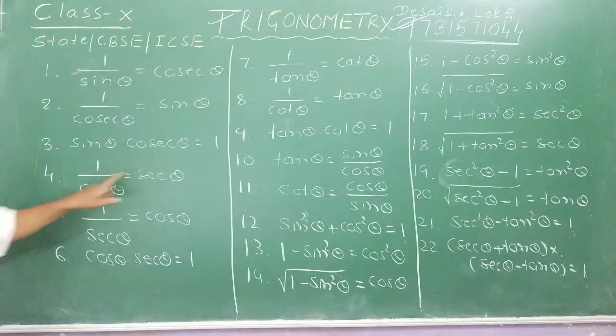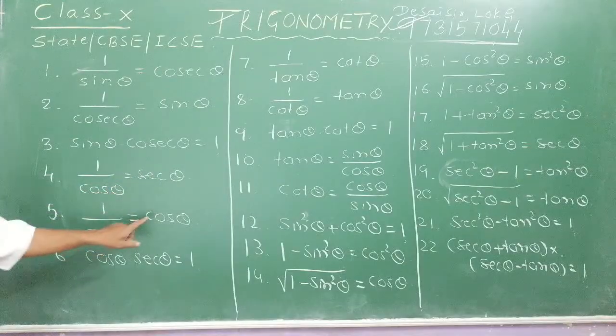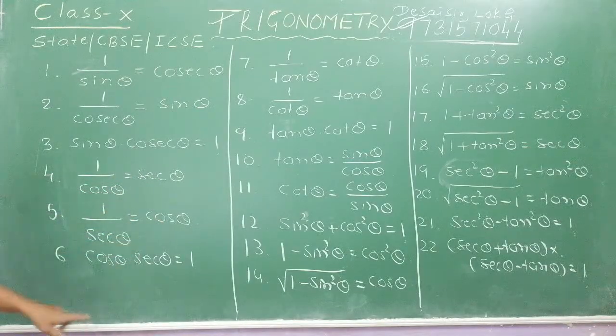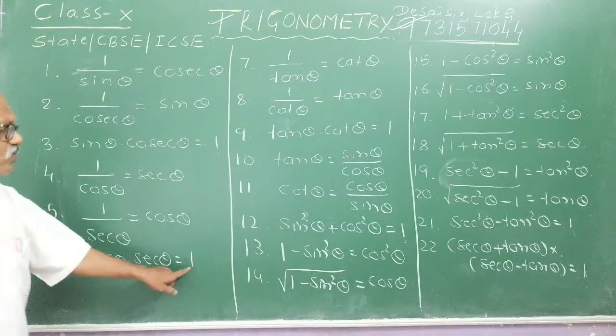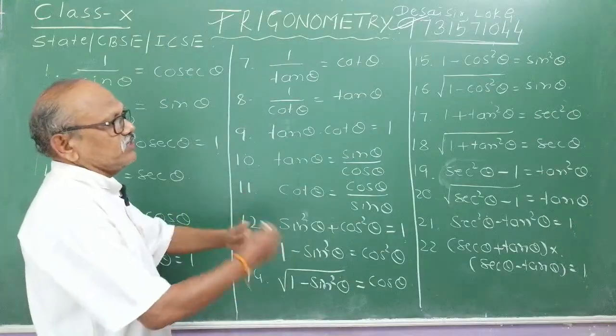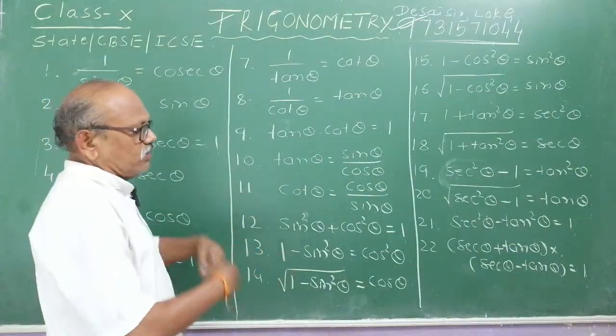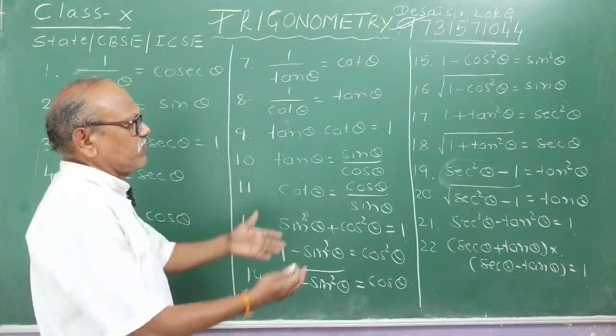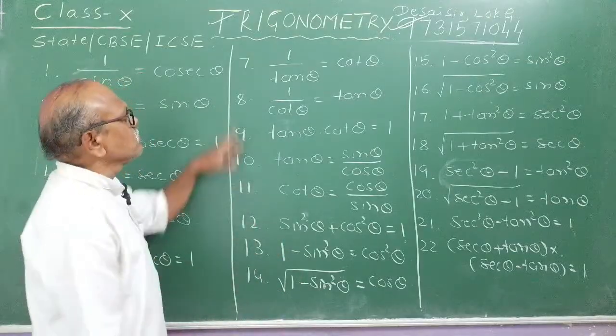1 upon cos theta is sec theta. 1 upon sec theta, the reciprocal of sec theta, is cos theta. Cos theta into sec theta is equal to 1. Remember them as separate identities so that your application skill will improve, so that whatever problems I am starting now, level 1 problems, you can easily solve.